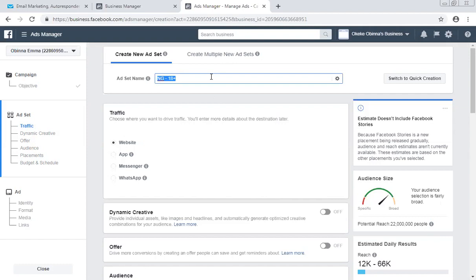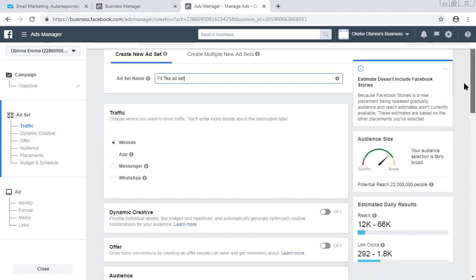Okay, so we are at the ad set stage. Let's put the name Fit T ad set. You can give it any name. All right, so that's the name I chose.